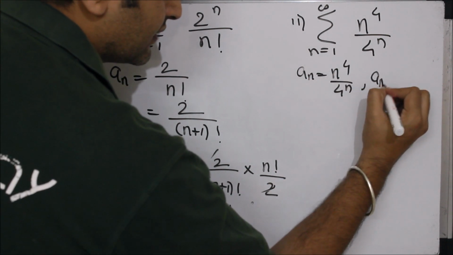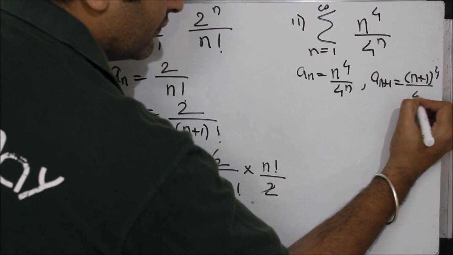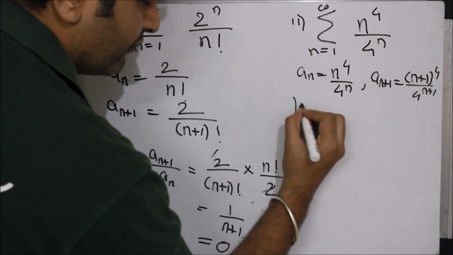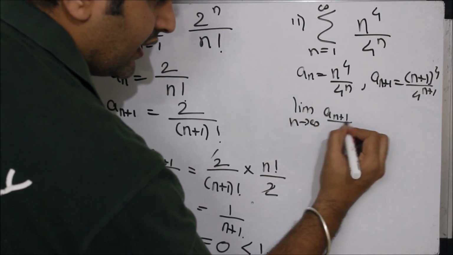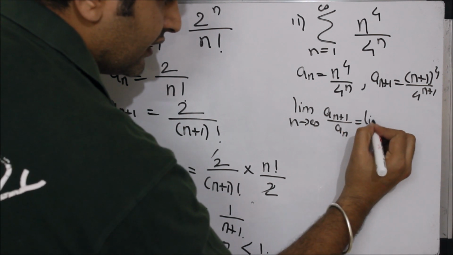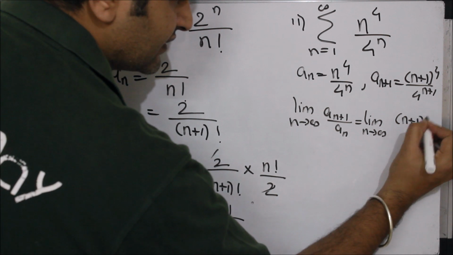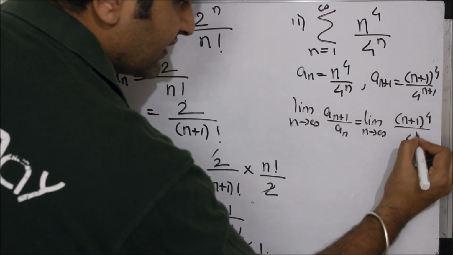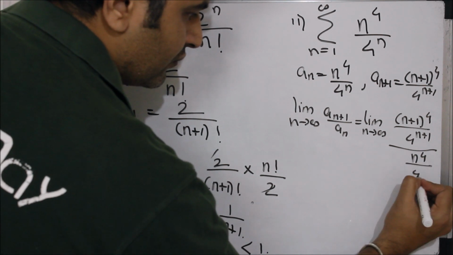Your An plus 1 is what? N plus 1 raised to 4 upon 4 raised to n plus 1. Now you take limit n going to infinity, An plus 1 upon An. So what you get? Limit n going to infinity. What is An plus 1? N plus 1 raised to 4 upon 4 raised to n plus 1 whole divided by n raised to 4 upon 4 raised to n.